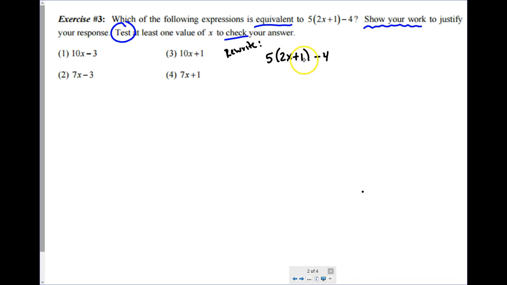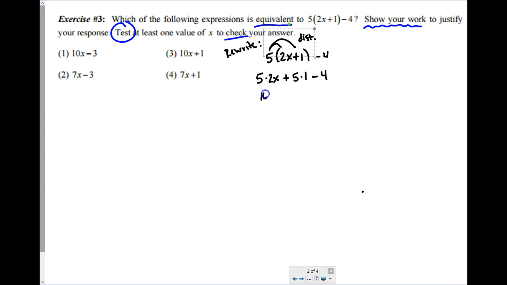The first thing I notice is there's parentheses, so I can use what property? The distributive property. So I'm going to distribute, and I get 5 times 2x plus 5 times 1. And then what happens to this negative 4 here? Well, I can just drop it down, right? Just put the minus 4 down. I'm going to follow PEMDAS. I'm going to do a multiplication first.